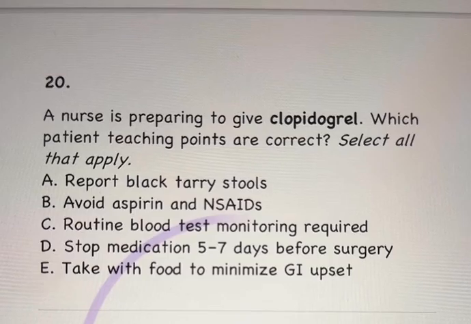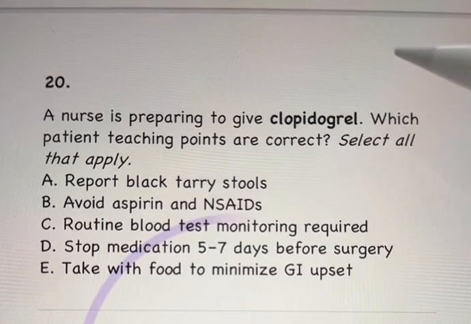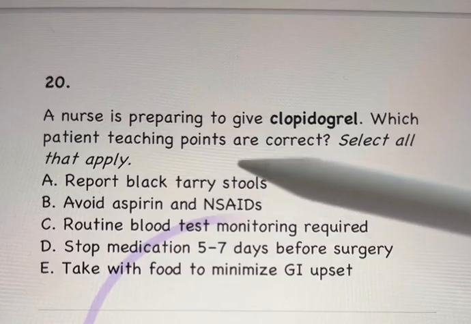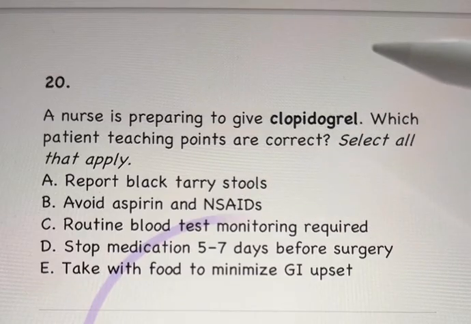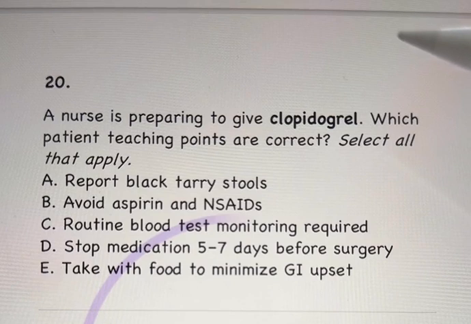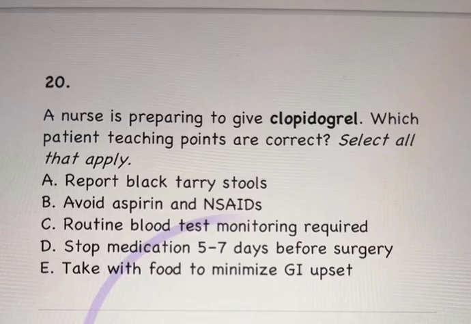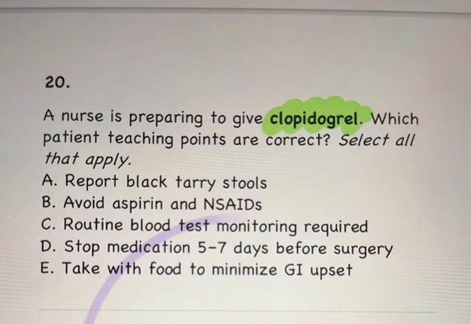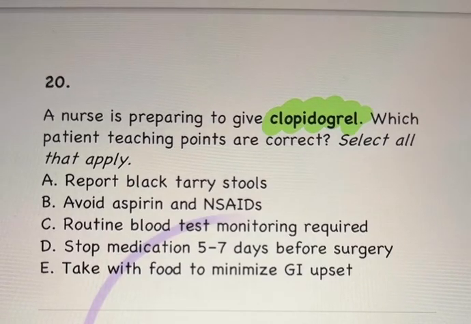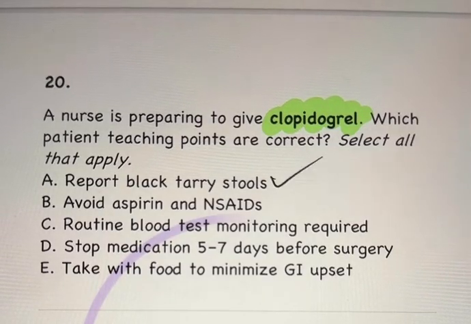The nurse is preparing to give clopidogrel. Which patient teaching points are correct? Report black tarry stool. Do we need to worry about that? Yes. What kind of medication is clopidogrel? Antiplatelet? Yes. Signs of bleeding, yes.